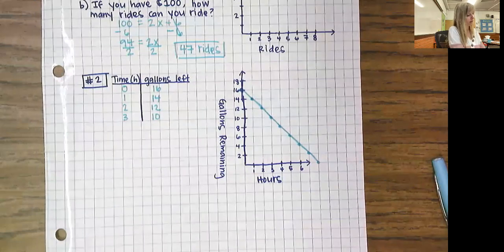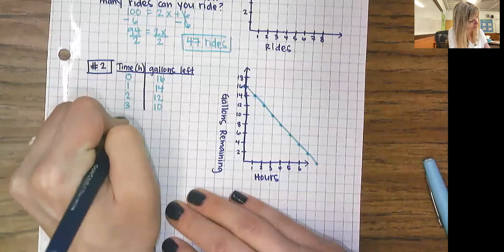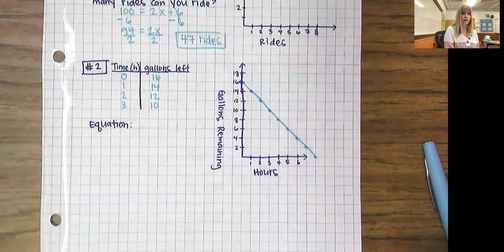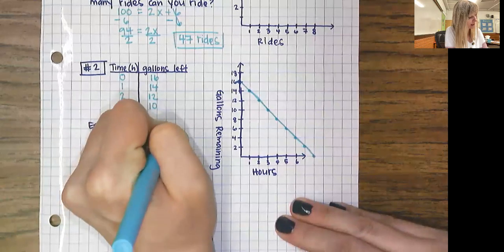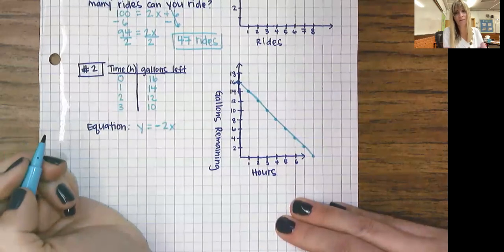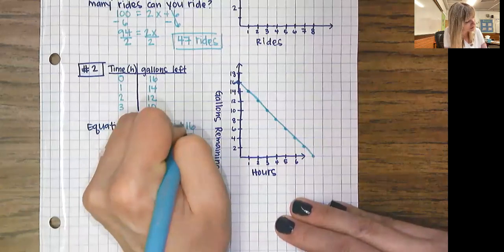Now, what else do we need? We need an equation. Here I go. Y equals negative 2x this time. We had a negative rate of change because we were dropping 2 gallons every hour, plus the 16 that we started with.